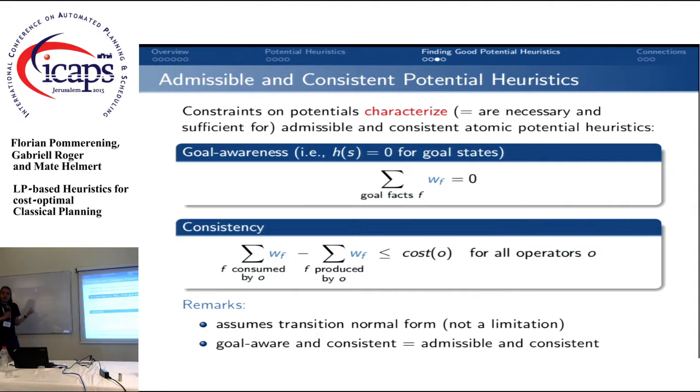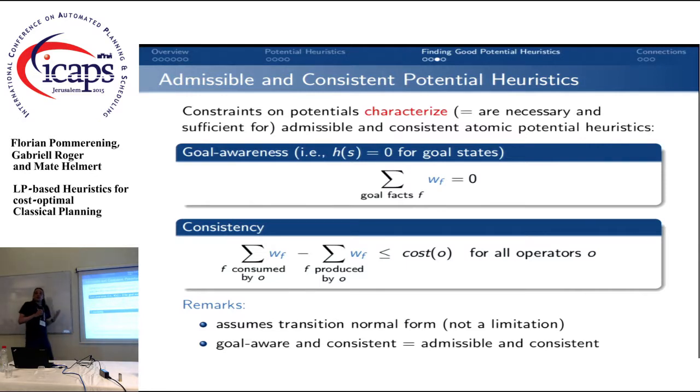Now, how about consistency? Consistency is basically about how the heuristic value changes going from one state to the other. And for this kind of heuristic, we actually know how the heuristic value is going to change. Basically, all the features that we lose will get subtracted from the heuristic value. All the features that we get from the operator will be added to the heuristic value.